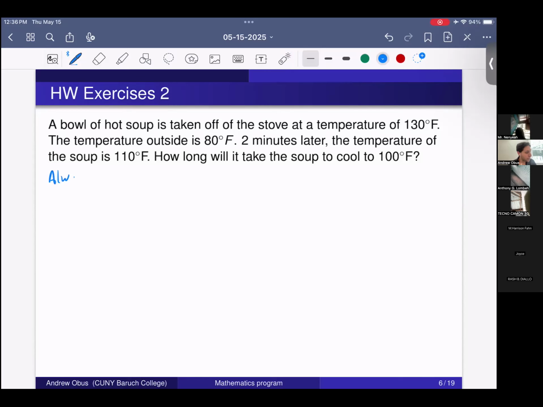So the way we set this up is we always have, again, y is equal to c e to the kt, where here t equals time in minutes, and y equals soup temperature minus the outside temperature. So the soup temperature minus 80 in degrees Fahrenheit.